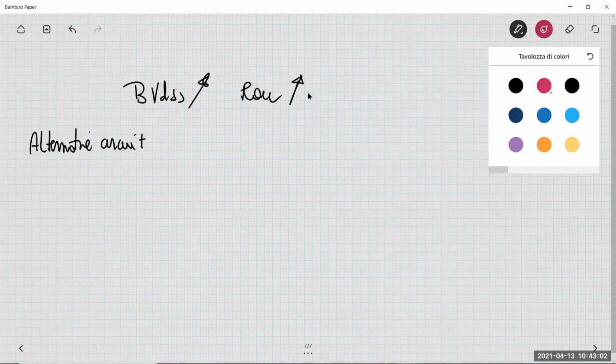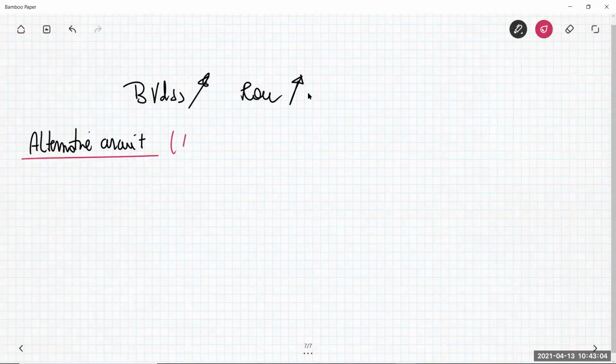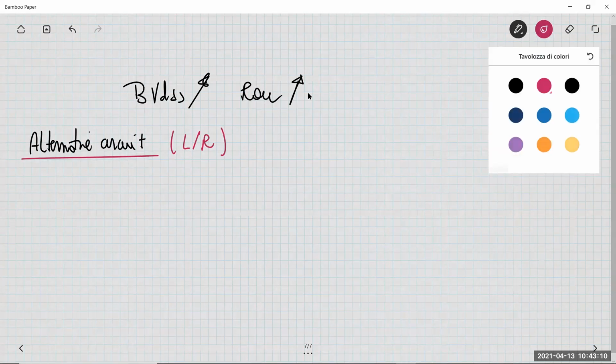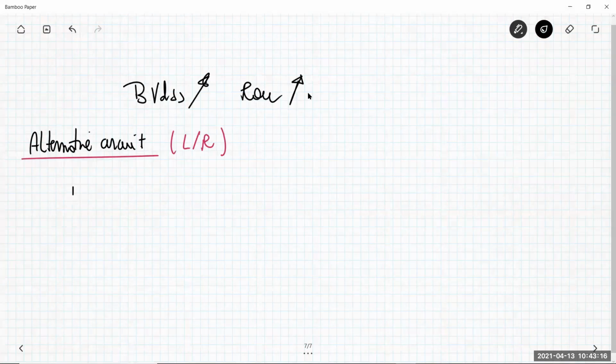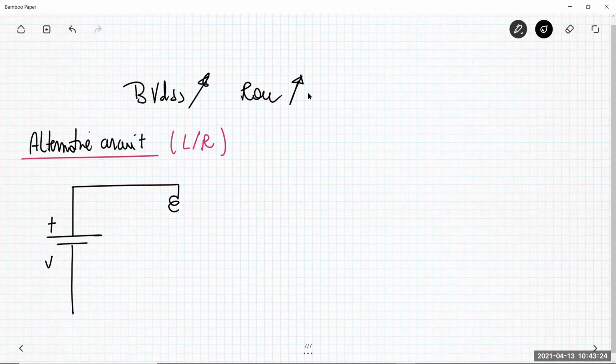Always, say, is under the L over R constant voltage driver that avoids reaching the breakdown voltage of the MOSFET. Okay, how can you do that? Let me just have the same circuit as before, in which you have the LA, RA modeling of the phase.